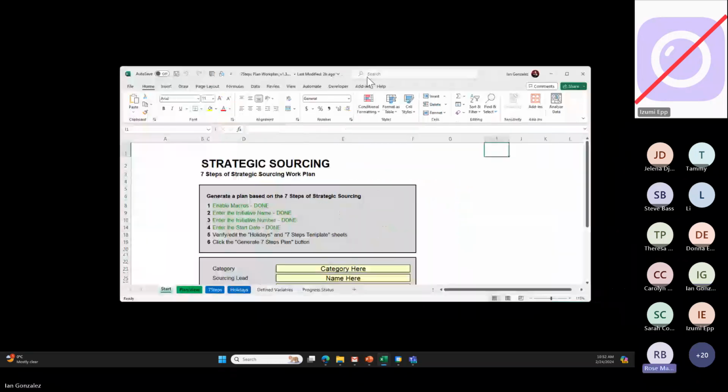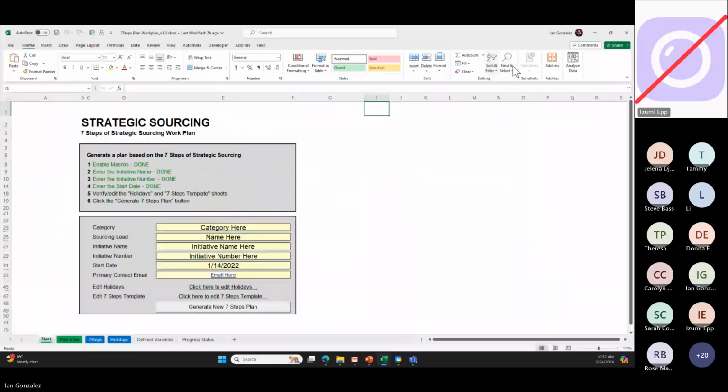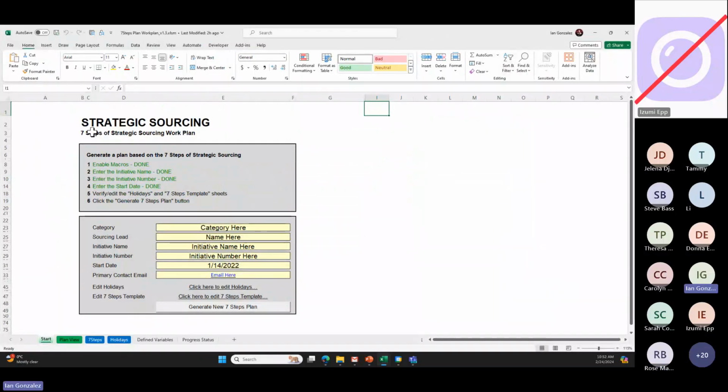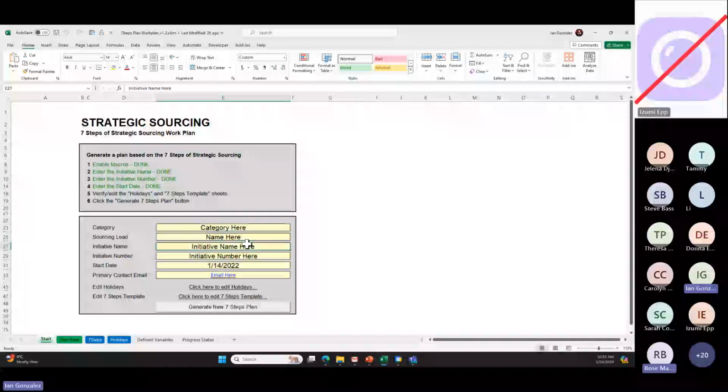Okay. So this tool is called the 7 Steps of Strategic Sourcing Work Plan. Remember that the hallmark of the 7 steps is you treat a sourcing event like a project. So here's how it works. There are some build instructions I put here. Enable macros. Give the initiative a name. Make sure you put the initiative number because, ideally, you'll be doing multiple of these in a year.